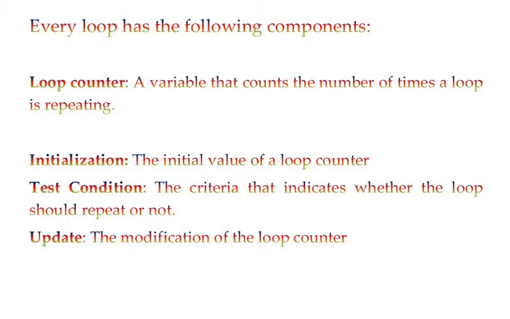Initialization. This is the starting value of a loop counter, like where is the beginning. Then there's something called the test condition, the criteria that indicates whether the loop should repeat or not. If the test condition is true, the loop repeats. If the test condition is false, the loop does not repeat.